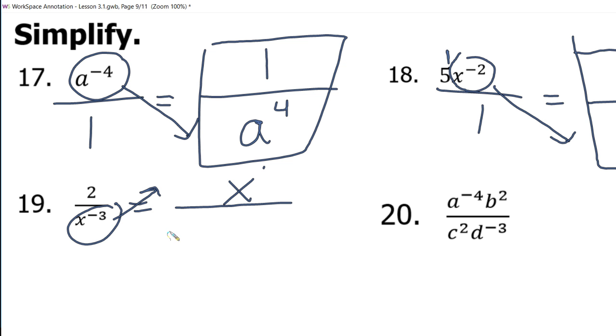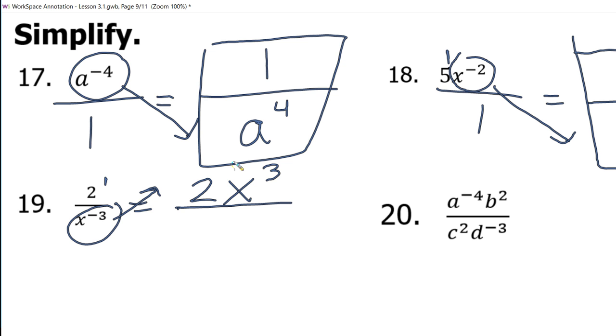Now, did the 2 have a negative exponent with it? No, this is actually 2 to the first power. So it doesn't move. So it's going to stay in the top. And what do I put in the hole at the bottom? Do I have to have the 1? No, so the answer is just 2x cubed. If you want to put it over 1, that's fine, but it's just 2x cubed. Everything is now at the top, so we don't have anything in the bottom anymore.